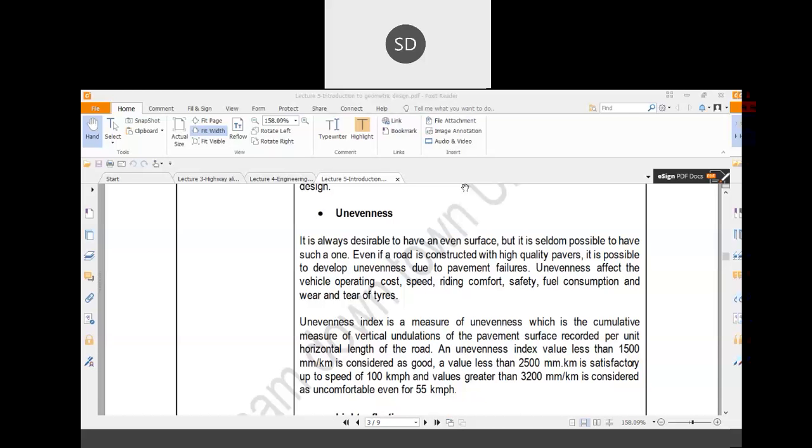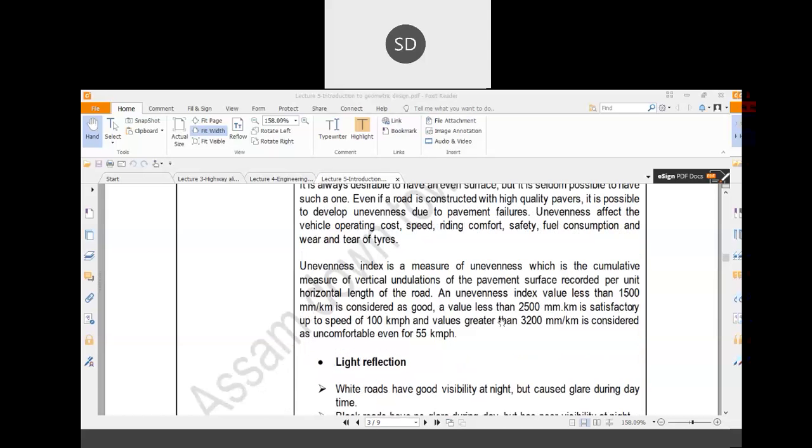measured. One such instrument is the Bankelman beam method. Using that, you can find out the unevenness of a particular stretch of the road. Generally, an unevenness index value less than 1500 millimeter per kilometer is considered good. A value less than 2500 millimeter per kilometer is satisfactory up to a speed of 100 kilometer per hour, and values greater than 3200 millimeter per kilometer are considered uncomfortable even for 55 kilometer per hour. So if a value is less than 1500 millimeter per kilometer, it is considered good, and if it is more than 3200 millimeter per kilometer, it is considered very much uncomfortable for the driving condition.